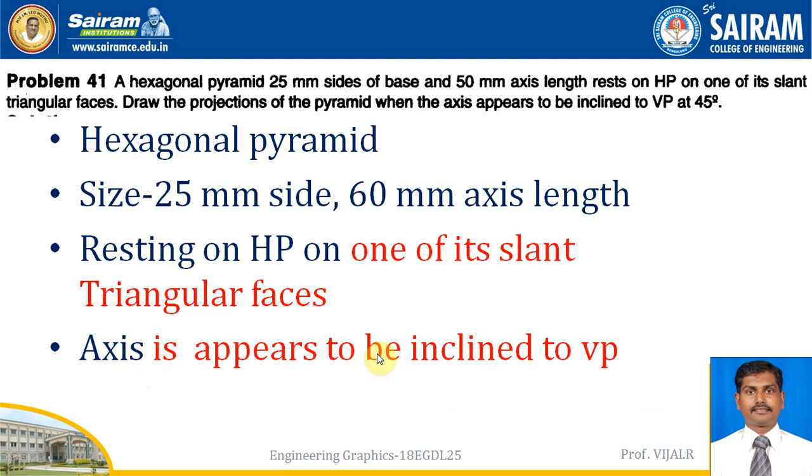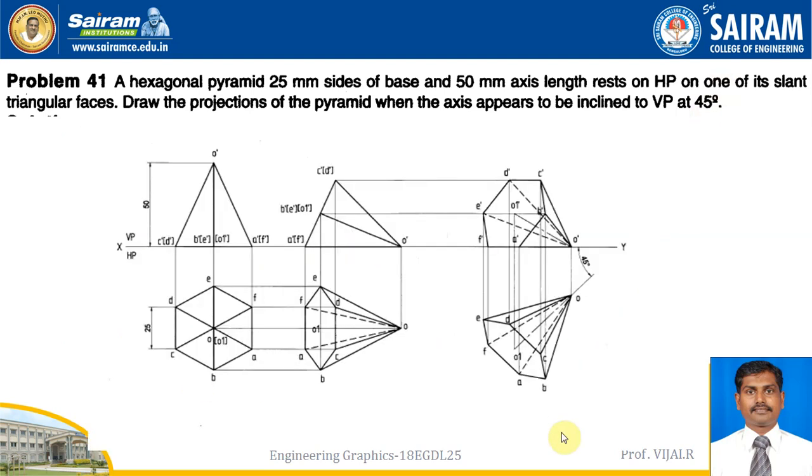Okay, let me see one problem again. A hexagonal pyramid size is given. This is problem 41, and it rests on HP on one of its slant triangular faces. Can you remember what the initial position is? If it is resting on one of its slant triangular faces, and draw the projection of the pyramid when the axis appears to be inclined. Okay, appears to be inclined, so directly we can take 45, right? So now this is the solution.